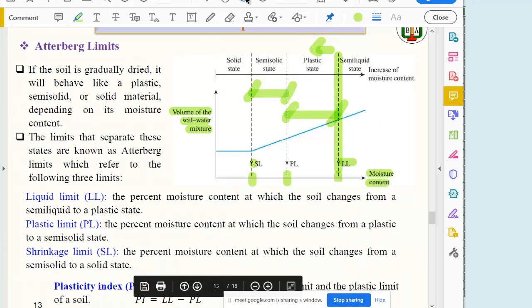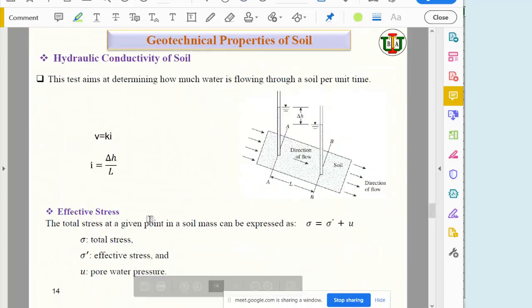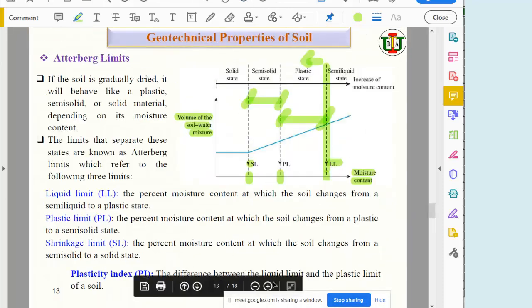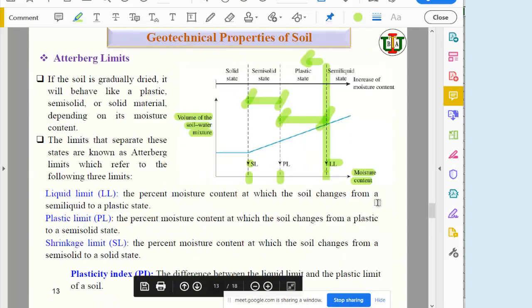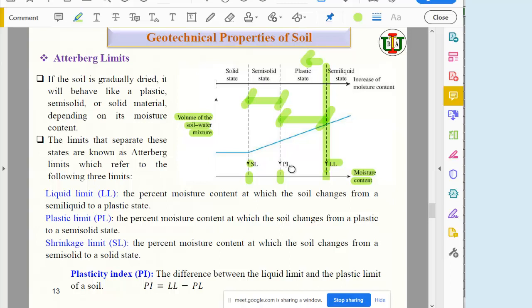Please study, everything is here, along with the plasticity index. Sir, if you give an example, it will be more helpful for us to understand these limits. Liquid limit is like something which can flow, right? Plastic limit is where it cannot flow, but you can easily change the shape. And in solid you cannot change any shape, right?